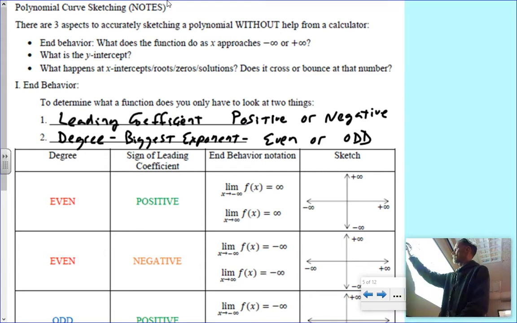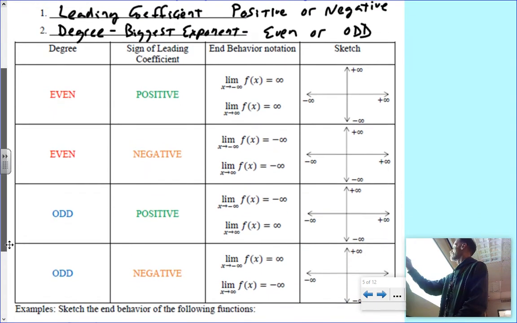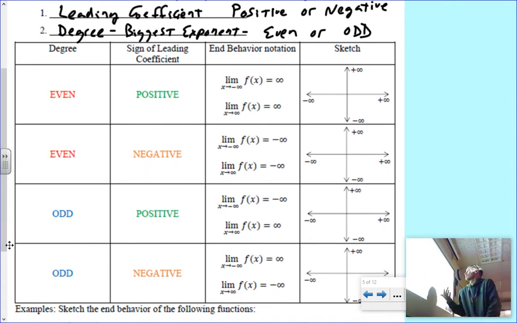Okay, so as I scroll down here, you're going to see a table. There's only four options, right? Because the leading coefficient can be positive or negative, and the degree can be even or odd. So we have four combinations that we can put in here. So even positive. When the degree is even, like the biggest exponent is 2, 4, 6, 8, whatever, and the sign of the leading coefficient. By the way, I'm usually going to refer to that as LC because I'm lazy.